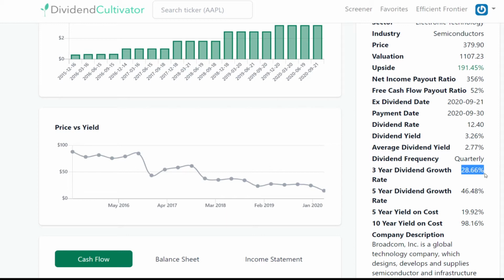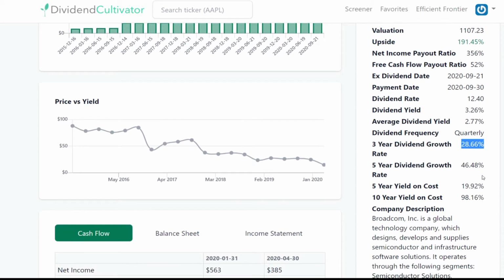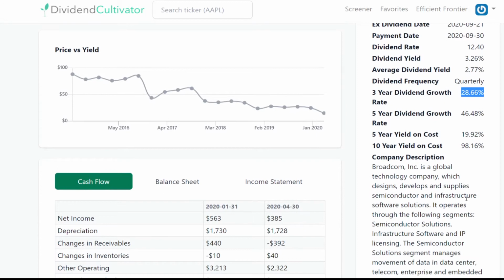Dividend growth rate is 28%. That is unreal. And 46% on the 5 year. The 5 year estimated yield on cost is around 20%, and 10 year is estimated around 98%. That is insane.